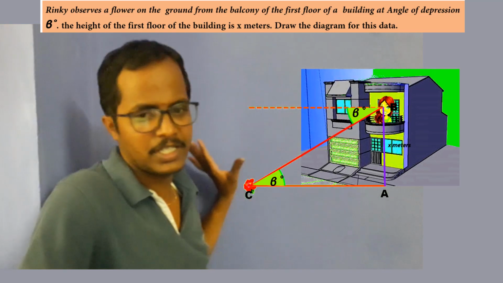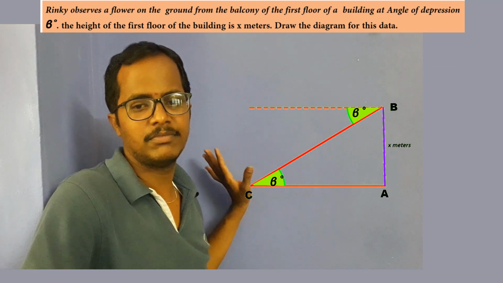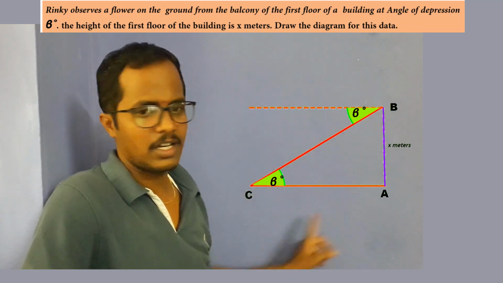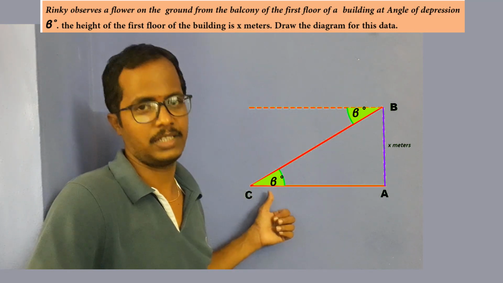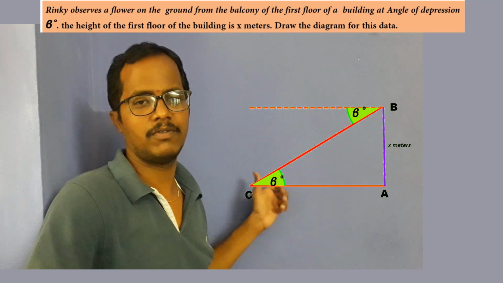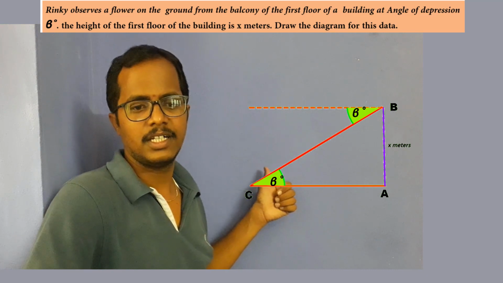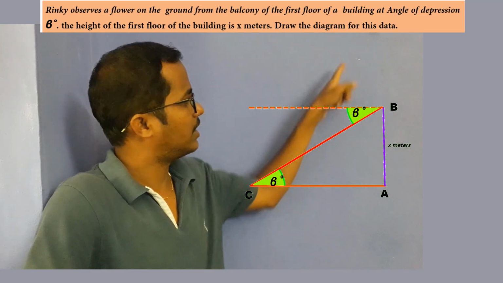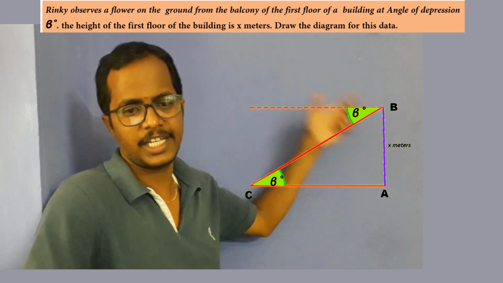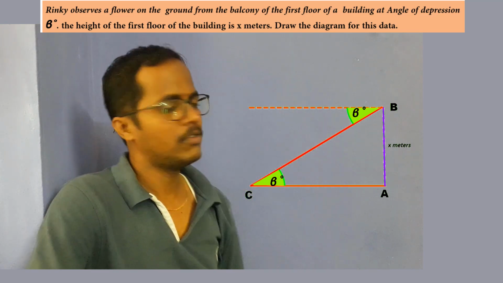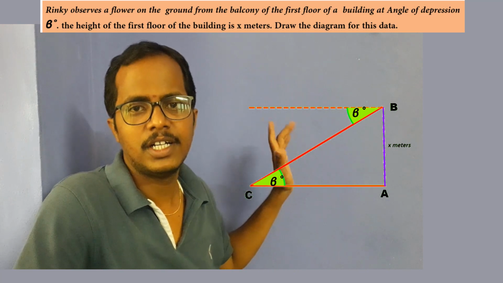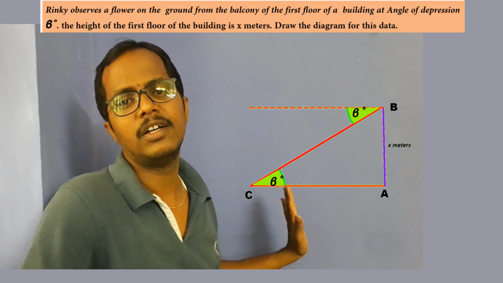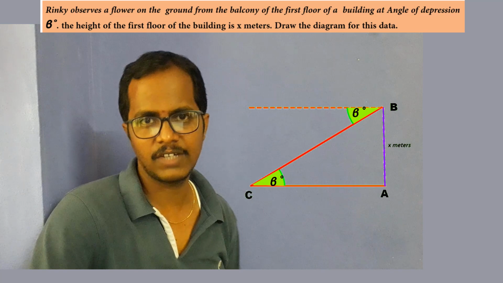Now let us remove the pictures from this diagram. Now we have the right triangle ABC. At vertex C we have the angle beta degrees, and the length of the building is x meters. So now we got the diagram for the given situation. This is the way of representing the situation in diagrammatic form.